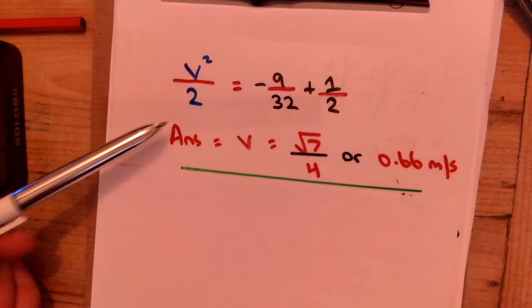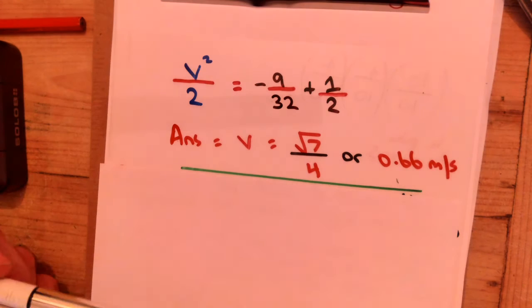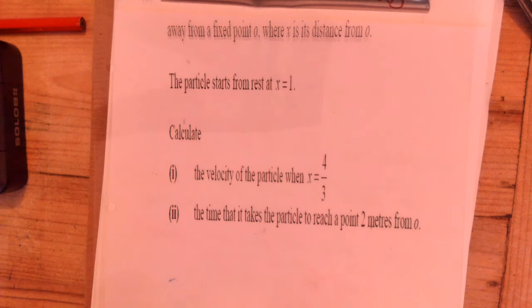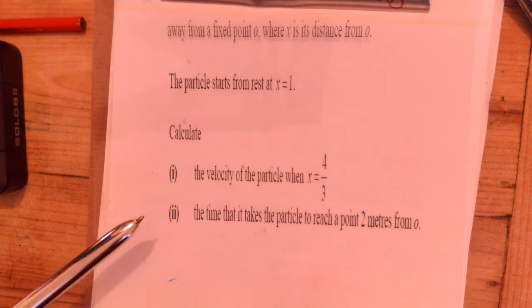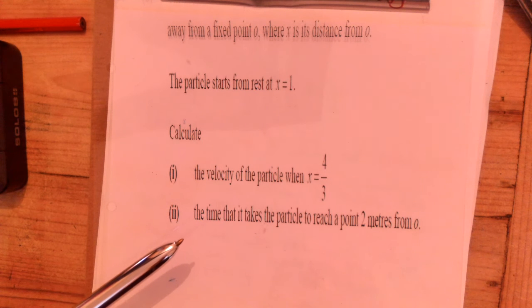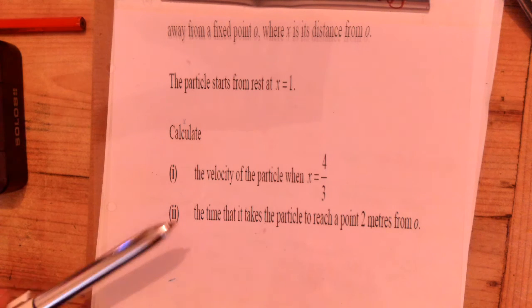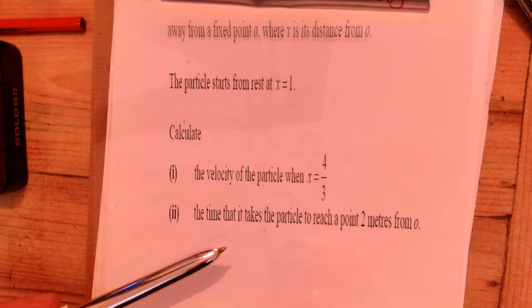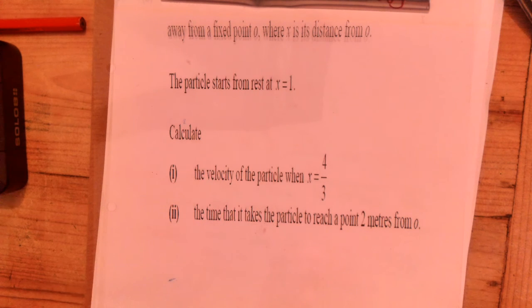Okay, now, so working it down, we have it. Okay, so hopefully that is making sense to you. Now, second part, the time that it takes the particle to reach a point 2 meters from O. Calculate the time that it takes the particle to reach a point 2 meters from O.